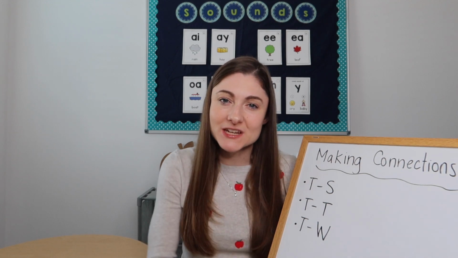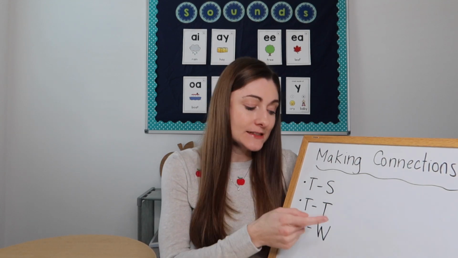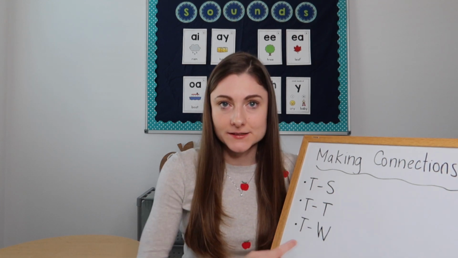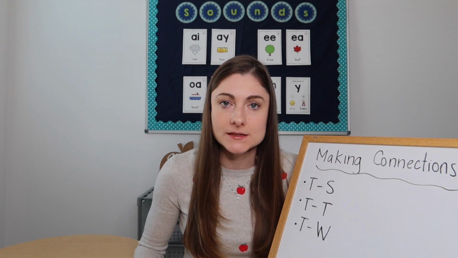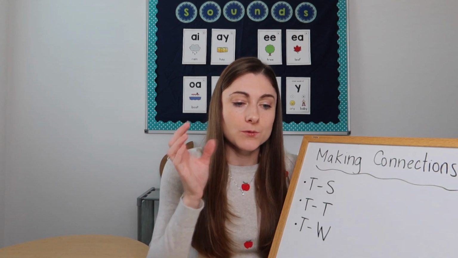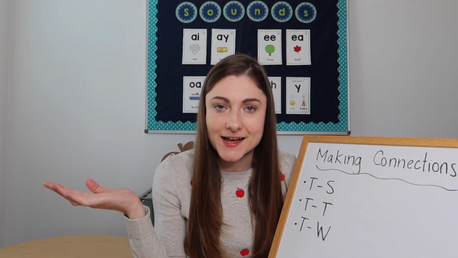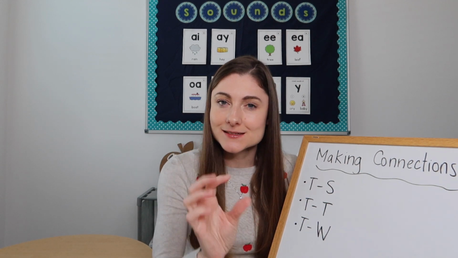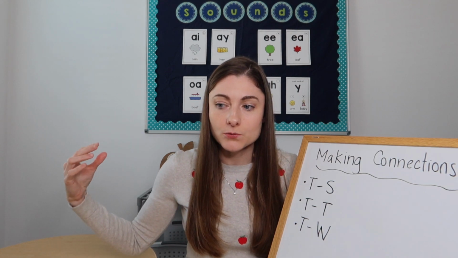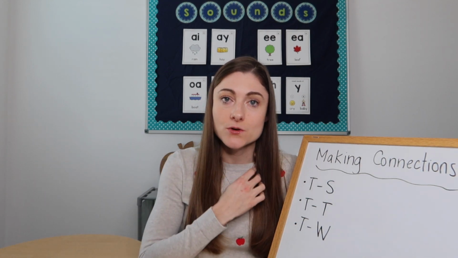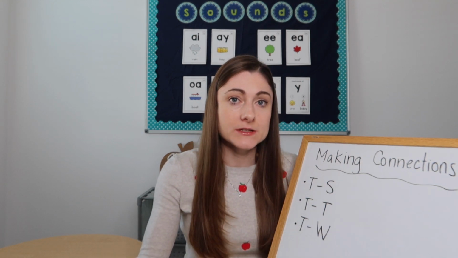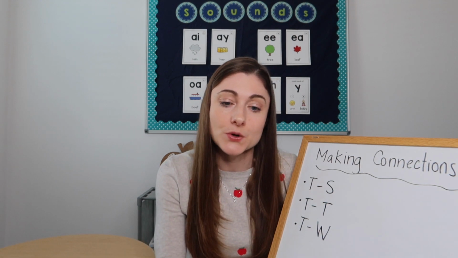Okay, so the 3 types of connections we're going to go over are text to self, T to S for short, text to text, and text to world. And again, the whole purpose of helping them make these connections is to facilitate their comprehension of a text, because when any reader reads a text, they're seeing the stuff in the text itself, but it's fitting into their larger understanding of how the world works, ideas that they have, their own lives. So that's why proficient readers make connections all the time to better understand a text, and it's something that we want our students to do as well.